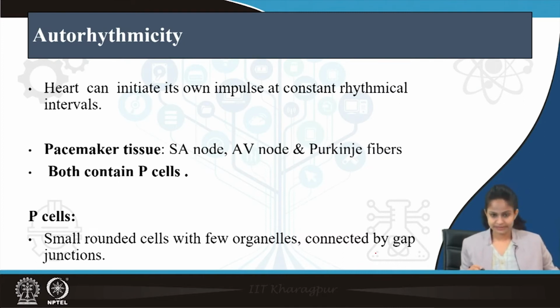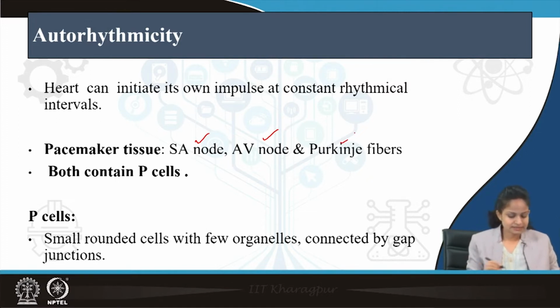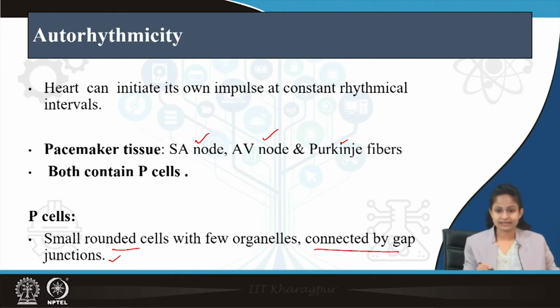Now, autorhythmicity. The heart can initiate its own impulse at constant rhythmical intervals. This beating of the heart at its own rhythm is mainly possible because of the pacemaker cells. These pacemaker cells or P cells are present in the SA node, nodal tissue, AV node and Purkinje fibers. These P cells are small rounded cells with few organelles. They are connected by gap junctions. Gap junctions, as I had already told you, are low resistance junctions. They are the electrical synapse made by the connexin protein, and they are mainly responsible for the syncytium formation.